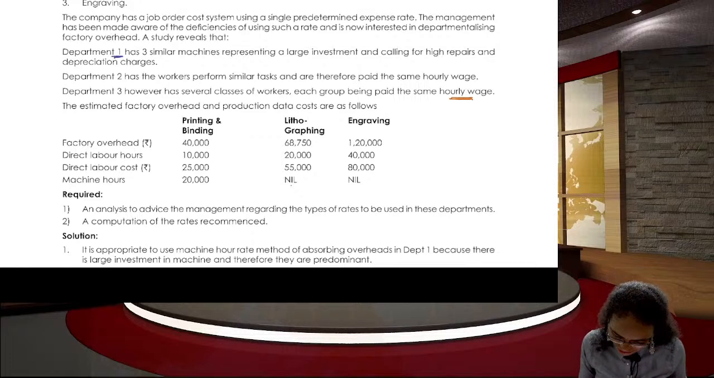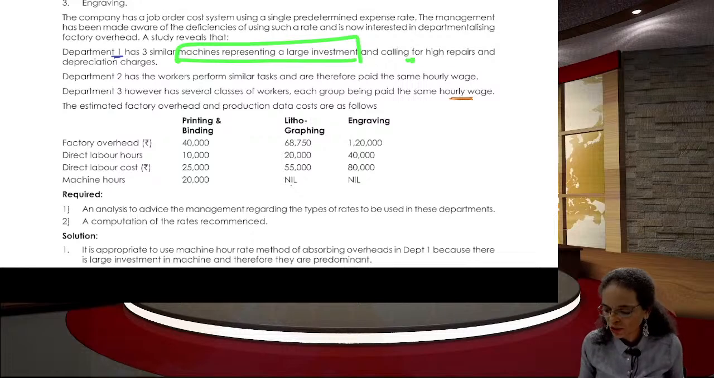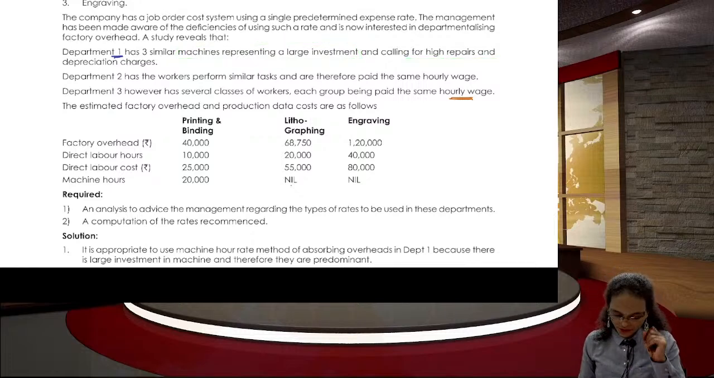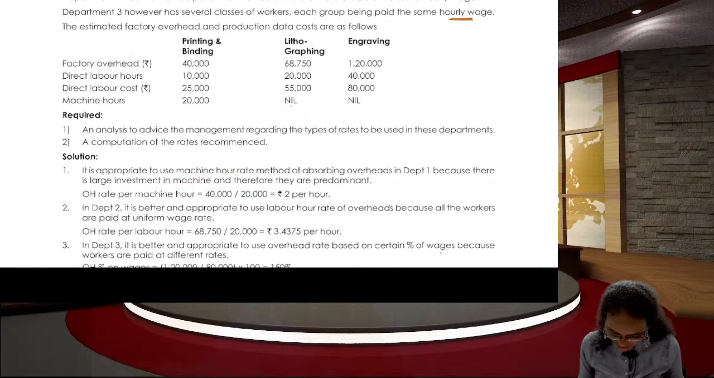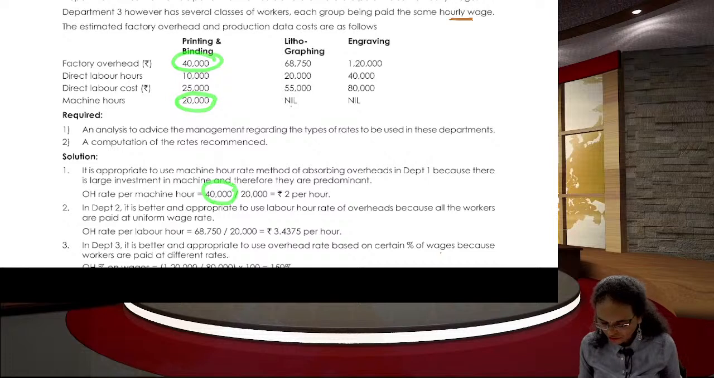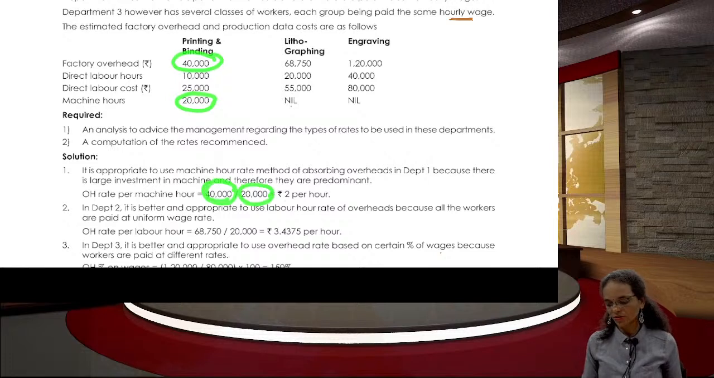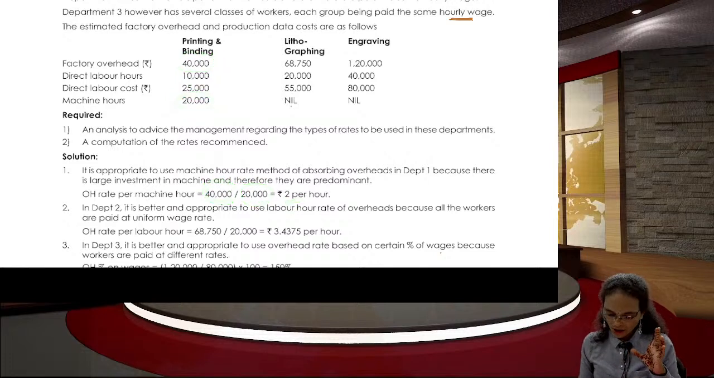See, Department 1 is on what basis? It is a machine representing one, requires huge investment and huge maintenance. So for the first one, you use the machine rate. So machine rate is how much? Factory overhead incurred is 40,000 and the machine hours are 20,000, so 40,000 divided by 20,000 is 2 rupees per hour.